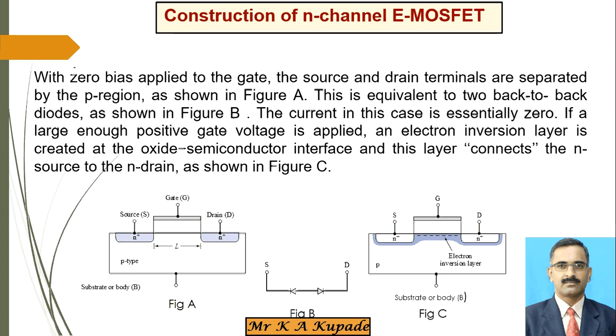Now what happens is, whenever you apply the gate voltage and increase it from 0 to a positive voltage, enough voltage towards the positive, at that time this interface layer connects both source and drain. Due to that, with the external drain-to-source voltage applied, current flows from drain to source here, right?